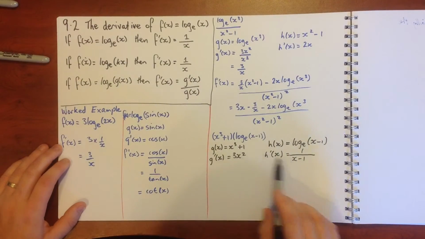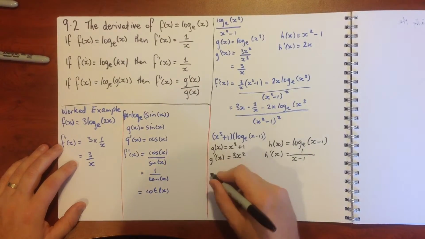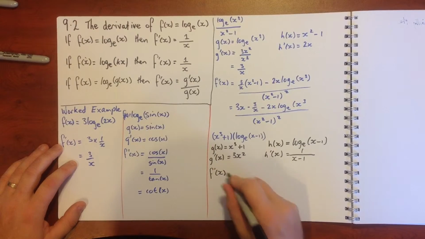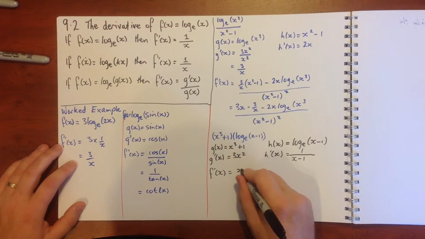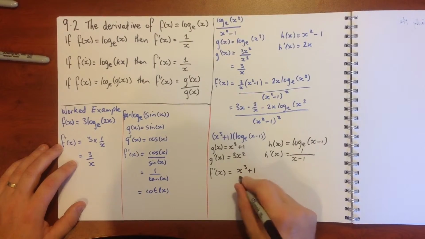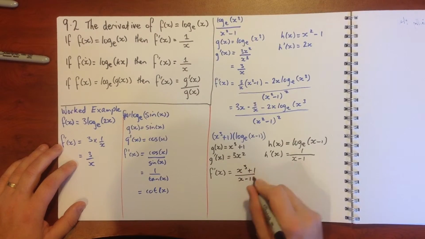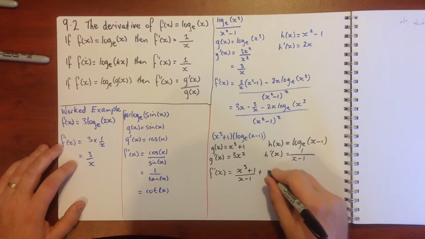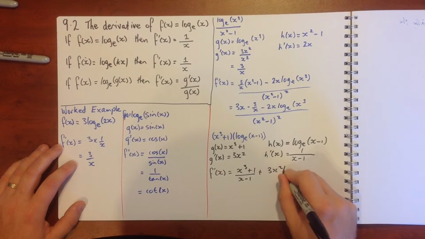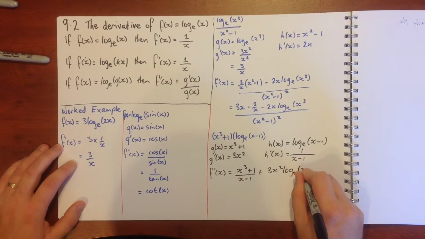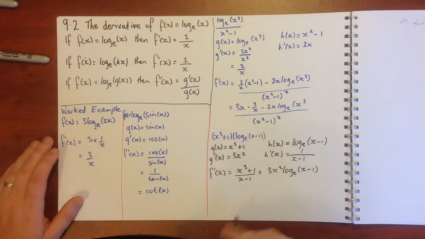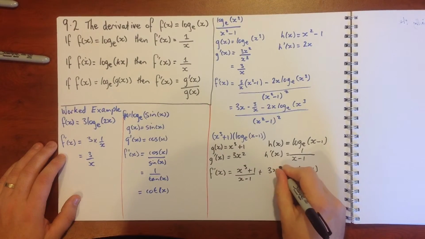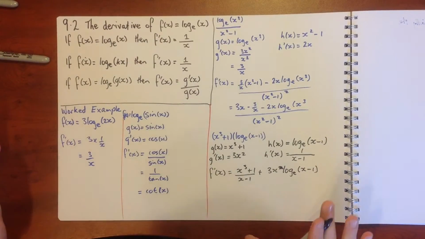Now we can do our cross multiplication for our f dash of x. So we're going to have this one times that one, so x cubed plus 1 on x take 1, plus 3x squared log to the base e of x minus 1. There's really nothing that we can do to make that look any nicer. So that's all there is to it.